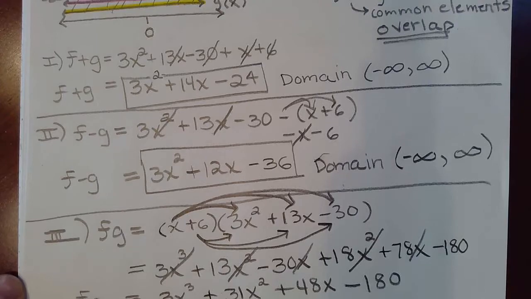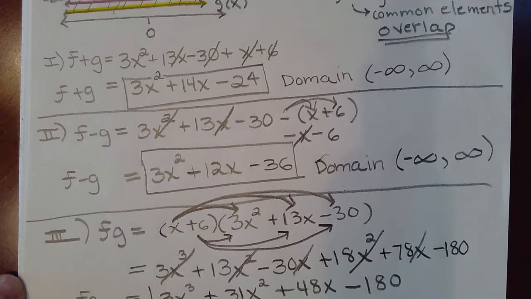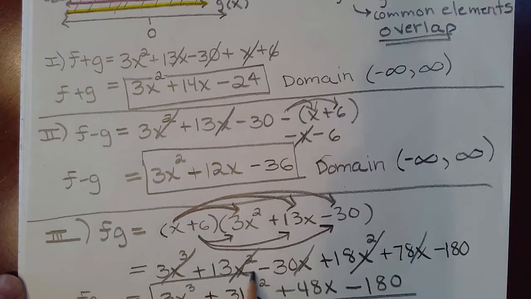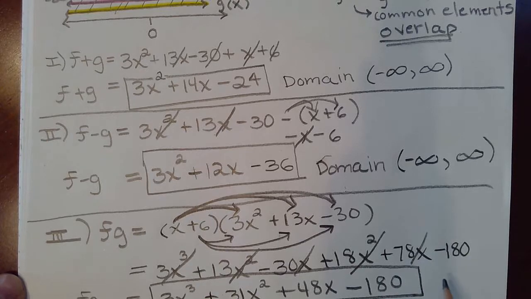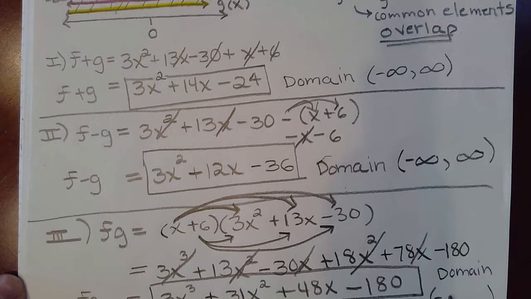Okay, so in finding the product, we have created 3x cubed plus 31x squared plus 48x minus 180. That domain is still the same because we have produced a polynomial with no restrictions other than what we had originally. And so that domain remains the same even for the product.